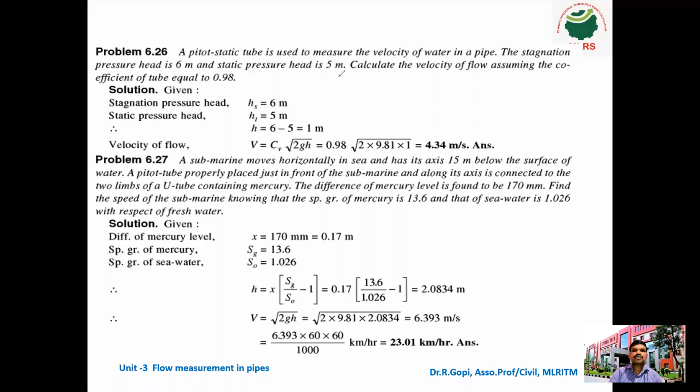A Pitot static tube is used to measure the velocity of water in a pipe. The stagnation pressure head is 6 meter and static pressure head is 5 meter. Calculate the velocity of flow assuming the coefficient of the Pitot tube is 0.98. So stagnation pressure head. What does stagnation pressure mean? Pressure at static condition, is 6 meter. Static.